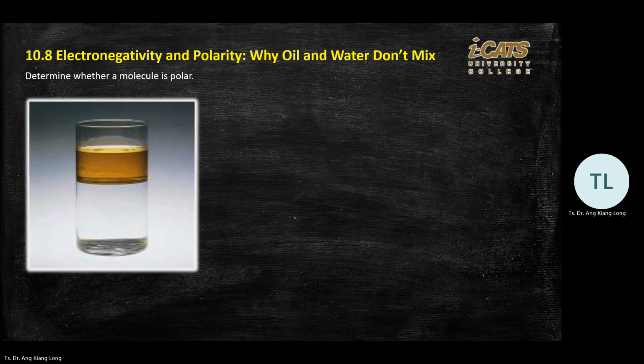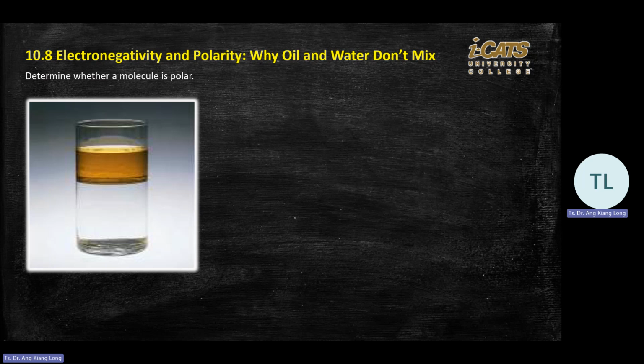The keyword they're looking for is that we need to identify if the molecule is polar or non-polar. This one will come out in your final exam. So this will be in your final exam question. For your test one, maybe no. Final exam, sure this one comes out.